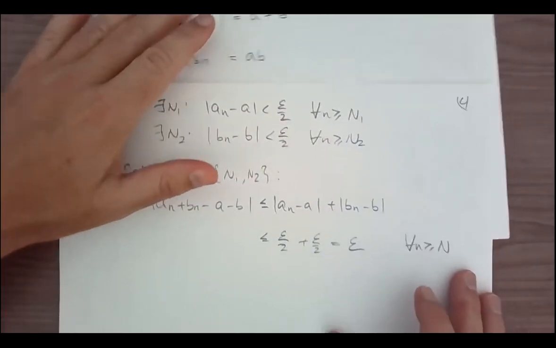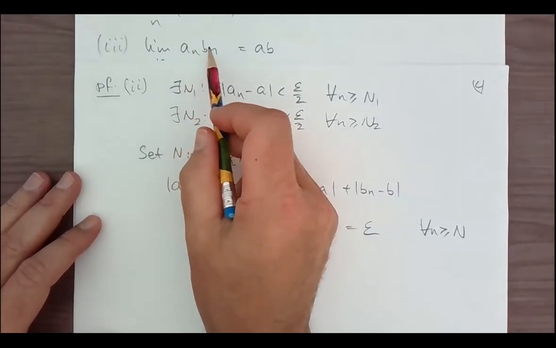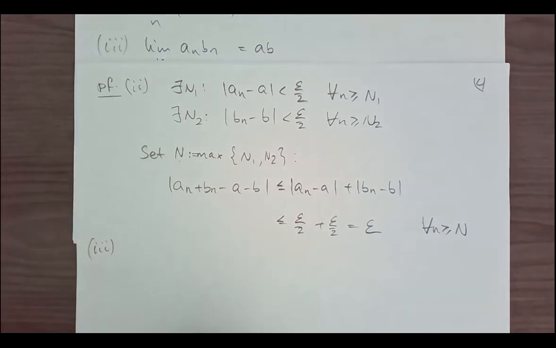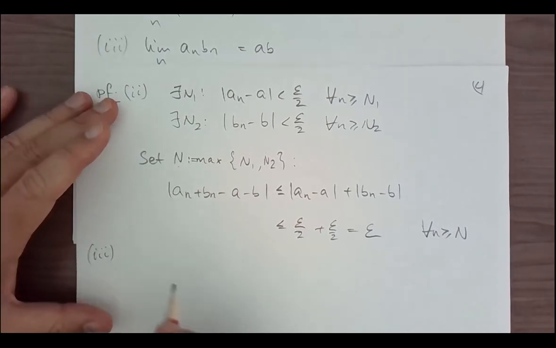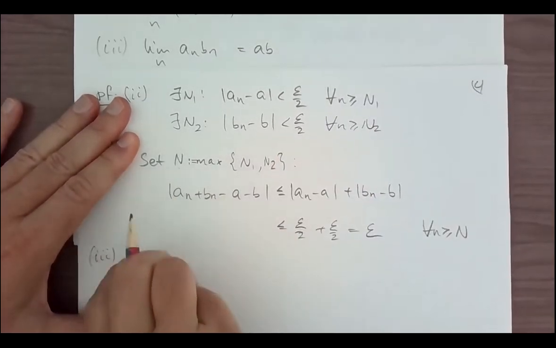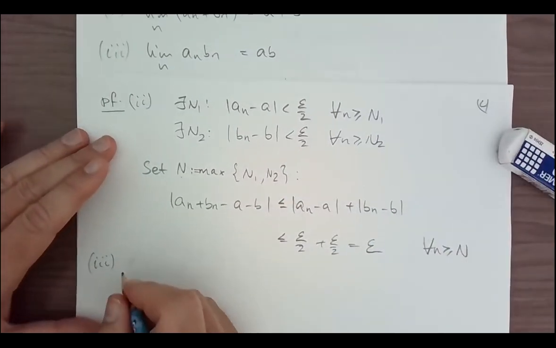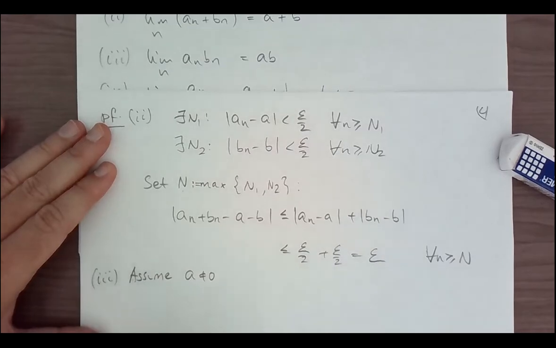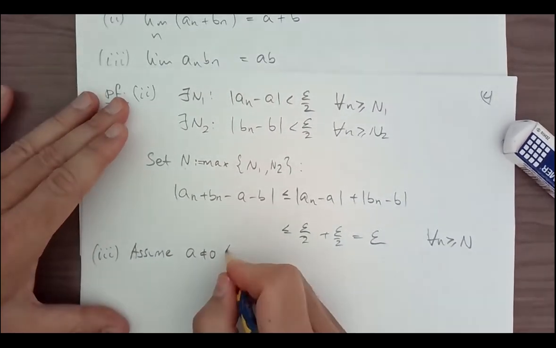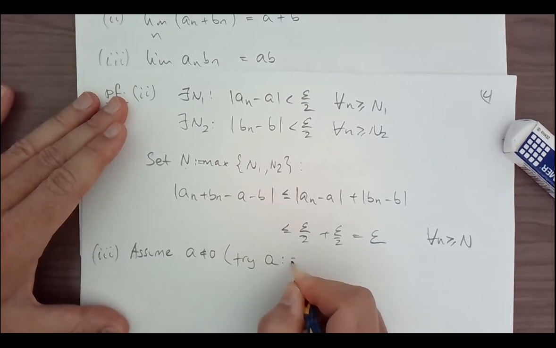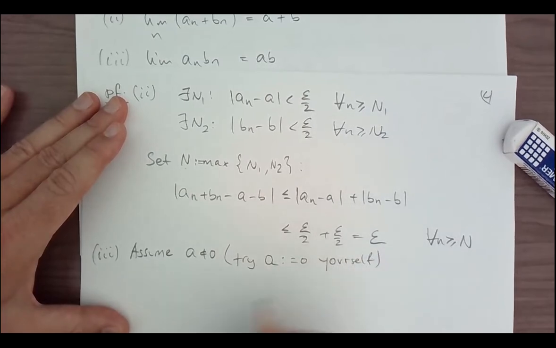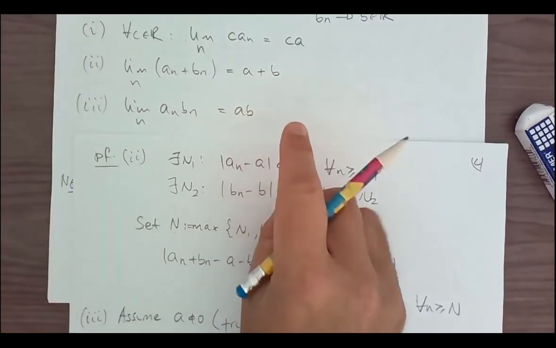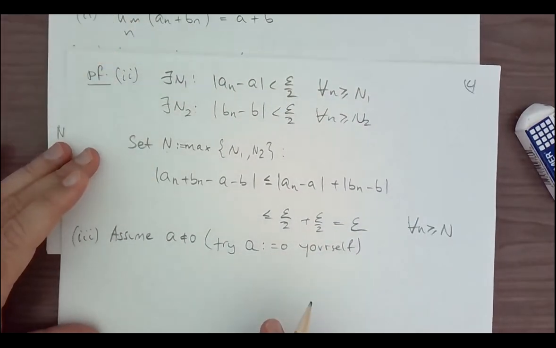For number 3, when you have the product, there's a way to break these products up that I wanted to show you. So let me give the proof in the case that A is not 0. So assume here that A is not 0. Then you can try A being 0 yourself, or maybe we can do it in the end. The result doesn't require A to be non-zero, but I'm going to give the proof in that case because we're going to be dividing by A.